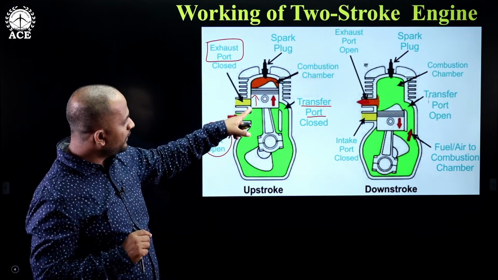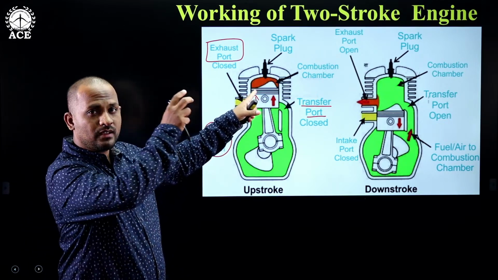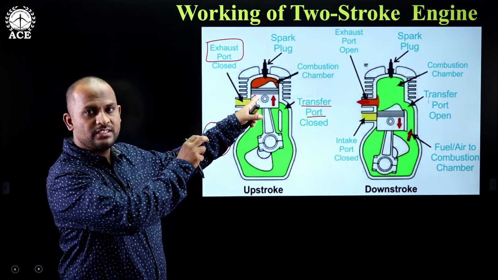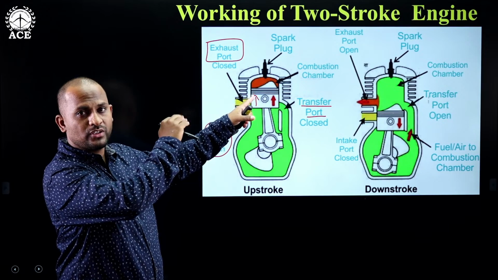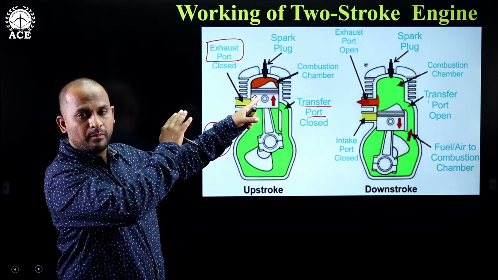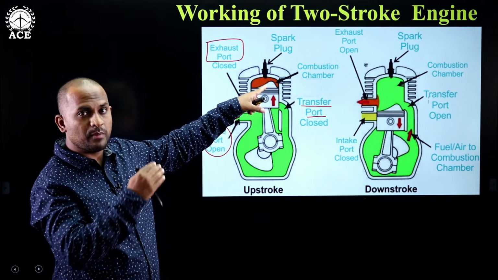Now see, when the piston is moving from bottom to top, in the combustion chamber the charge is already there. What happens to that? Because of the compression, the air and fuel mixture's pressure and temperature will be increasing inside the cylinder, that is above the piston.